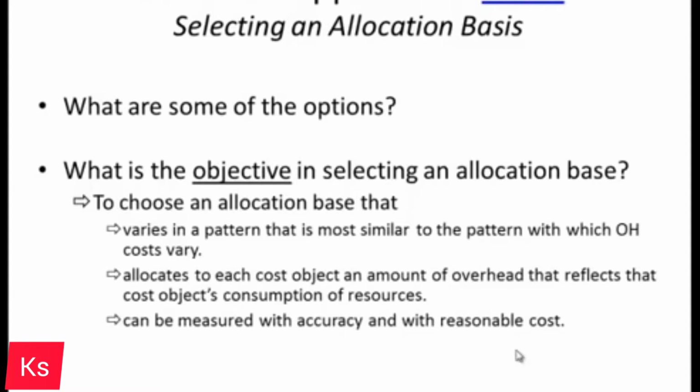So there's that cost-benefit trade-off. Keep that in mind. The overriding objective here is to allocate overhead in a manner that reflects that cost object's consumption of those overhead resources. And if you're allocating an overhead in a manner that is not reflective of the consumption of those overhead resources by that cost object, therein lies the source of the measurement error. So we'll be trying to avoid that.